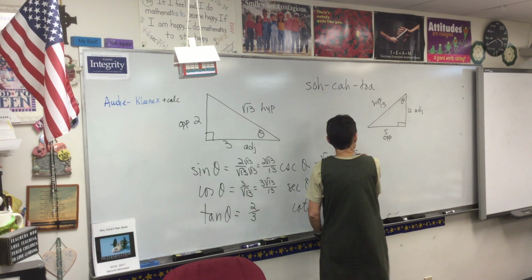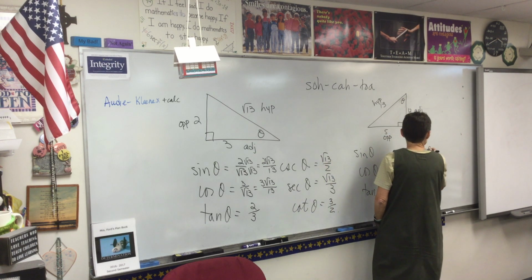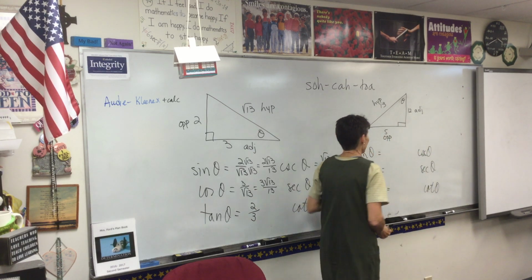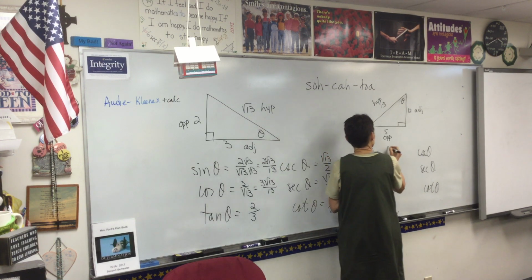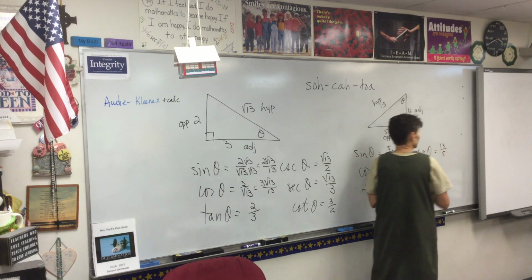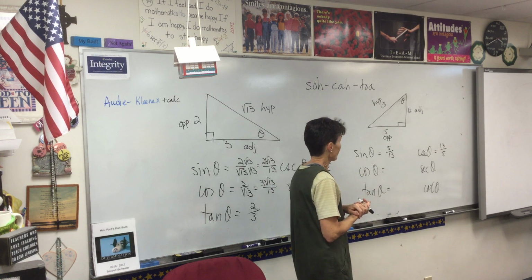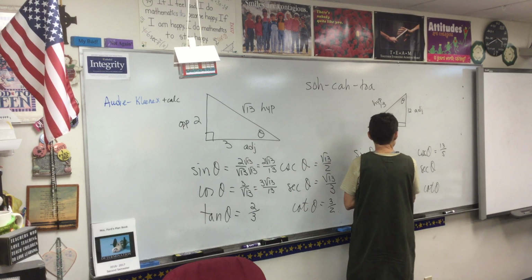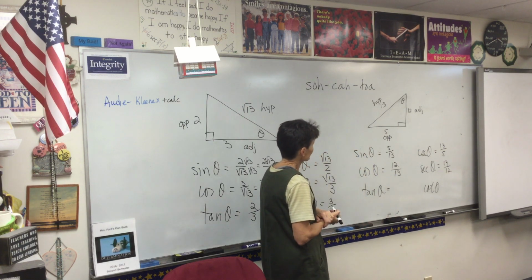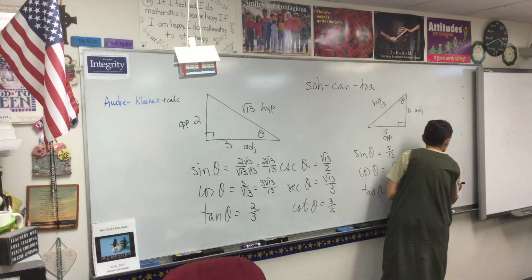Yep. So now I'm ready to do sine, cosine, and tangent, and cosecant, secant, and cotangent. All right, so here we go. What's sine? 5 over 13, which means cosecant is 13 over 5. See how this is working? What's cosine? 12 13ths. So secant is 13 12ths. What's tangent? 5 12ths, which means cotangent is 12 fifths.